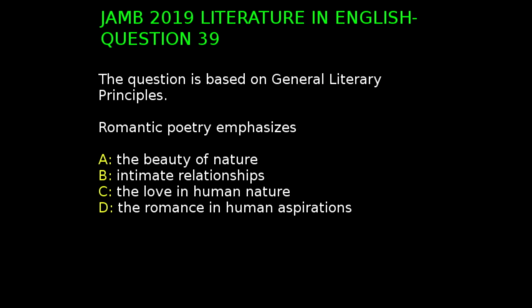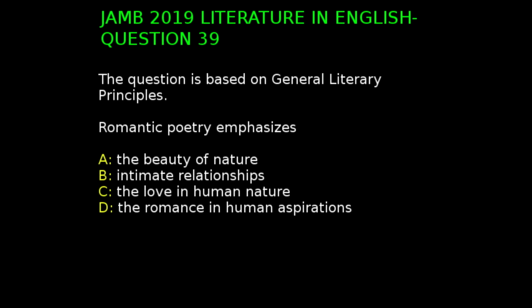JAMB 2019 Literature in English question 39. The question is based on general literary principles. Romantic poetry emphasizes A. The beauty of nature, B. Intimate relationships, C. The love in human nature, D. The romance in human aspirations.